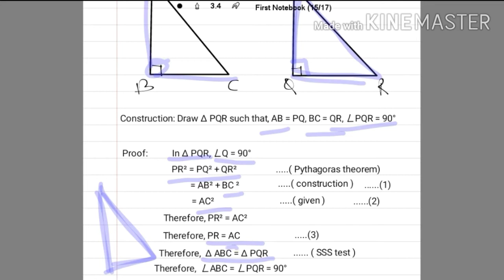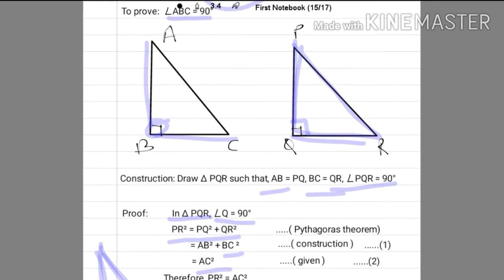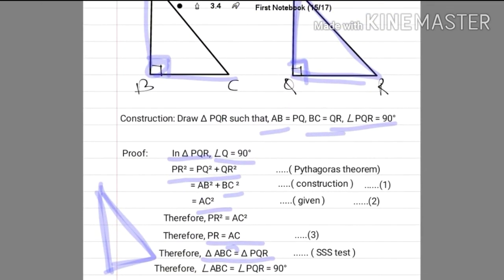Now your congruency sign is a little wrong. There should be something like this over the equal to sign, so you can just understand maybe. And if these two triangles are congruent, then their angles will be equal, right? So in triangle PQR, it is given that angle Q is equal to 90 degree. Therefore the angle corresponding to it, that is B, will be equal to 90 degree, right? So this is how we get angle ABC is equal to angle PQR is equal to 90 degree.